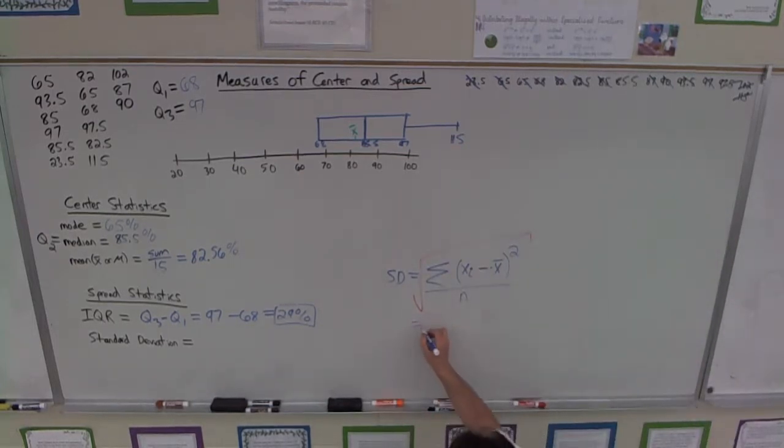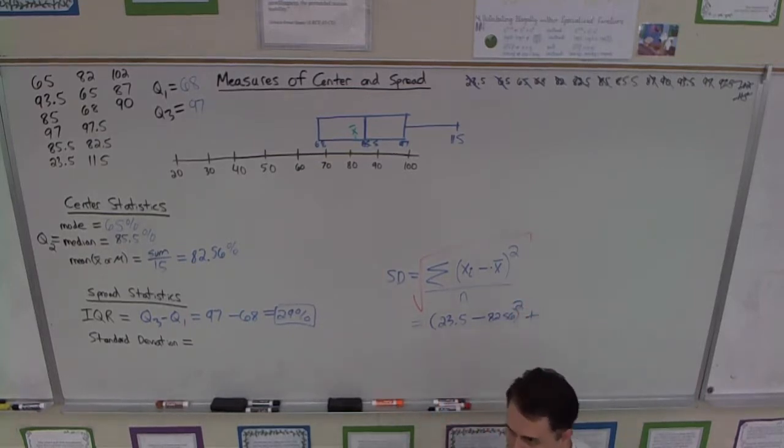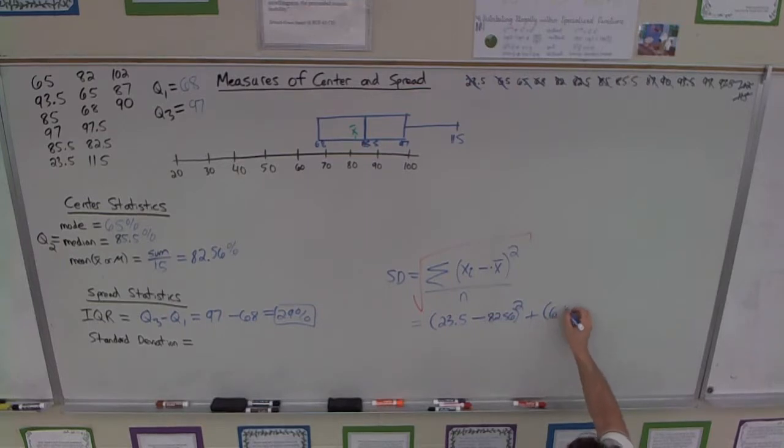So what does this equal for our set of test scores? I'm going to take each individual piece of data. The smallest one was 23.5. So I'm going to say 23.5. What's that deviation from? The average, 82.56. I'm going to square that, and then I'm going to keep adding up all the other ones. What's the next one? 65 minus the average. Then I'm going to keep doing that 15 times.